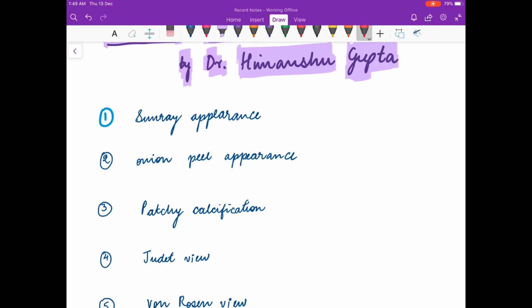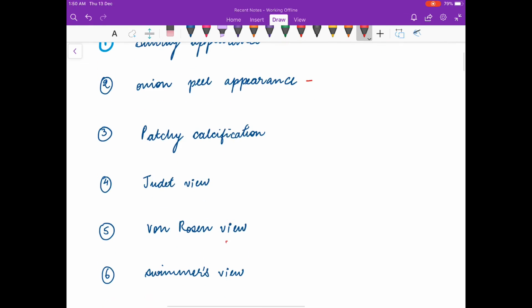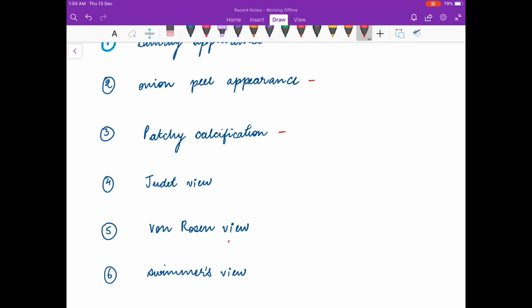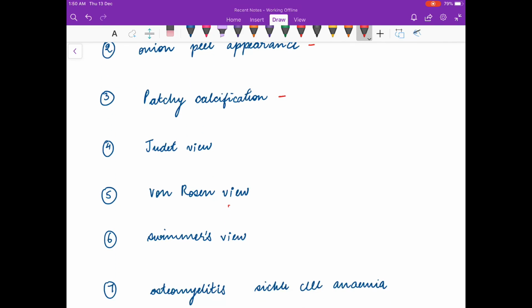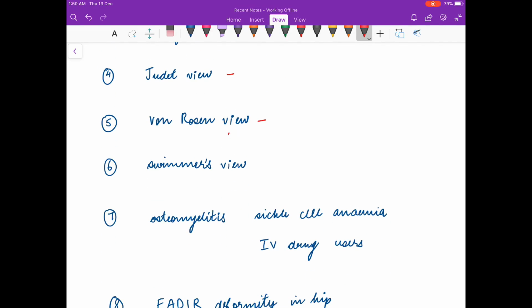Sun ray appearance is seen in. Onion peel appearance is seen in. Patchy calcification is seen in. Judet's view is for. Von Rosen view is for. Swimmer's view is for.